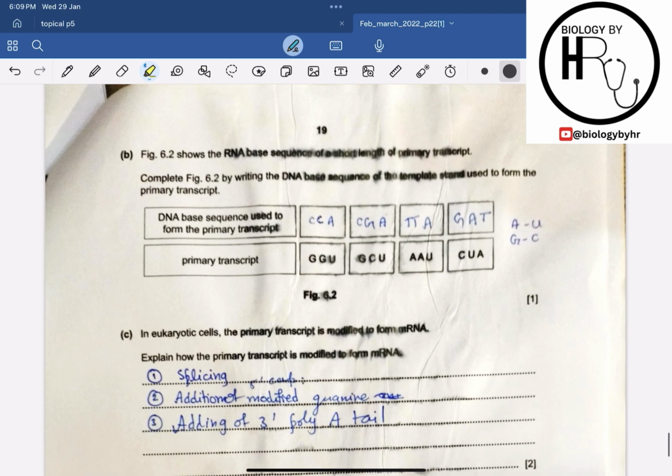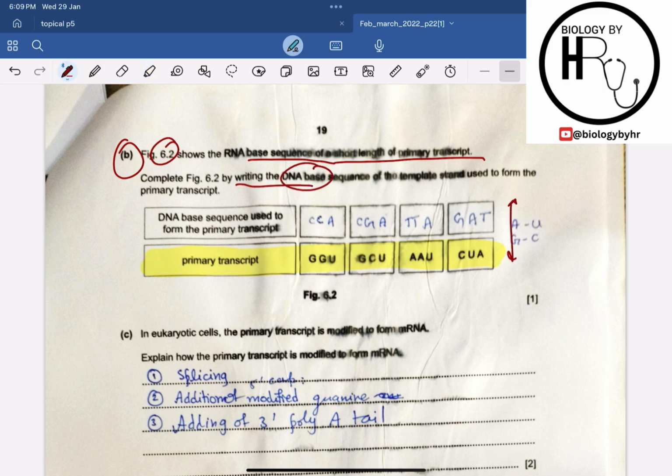Now let's look at part B. Part B over here says that figure 6.2 shows the RNA base sequence of a short length of a primary transcript. This is the RNA sequence of a short length of a primary transcript, right? And they are saying that complete it by writing the DNA base sequence.